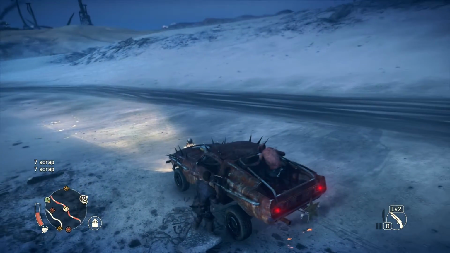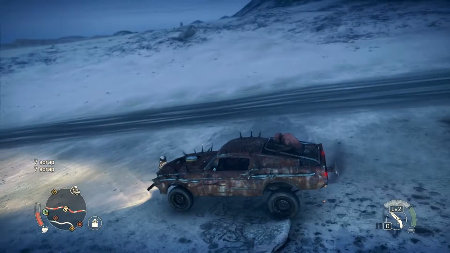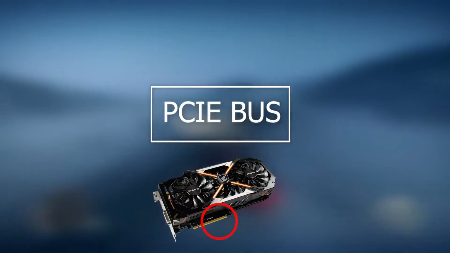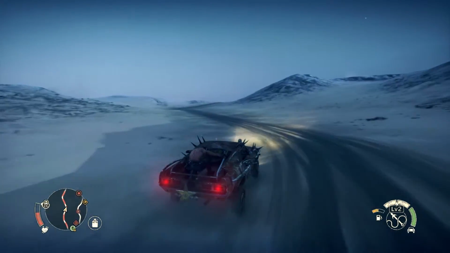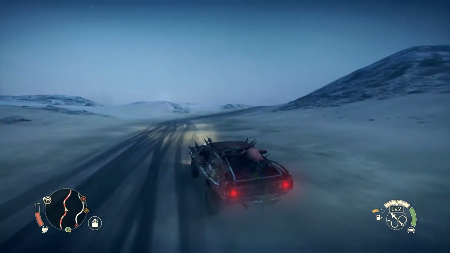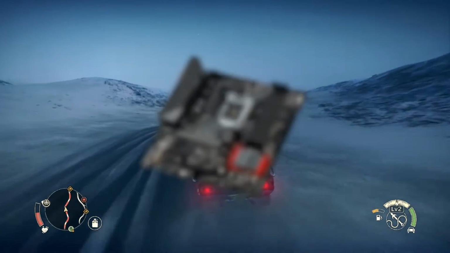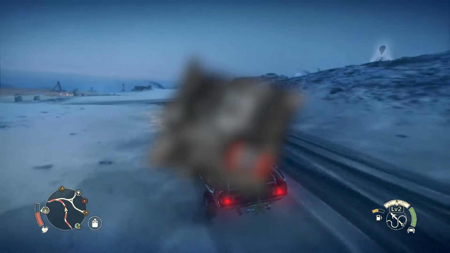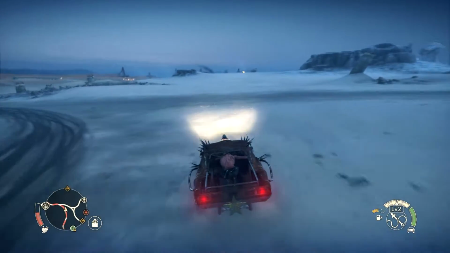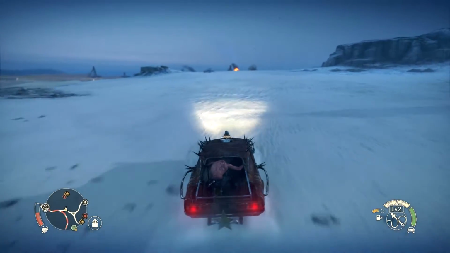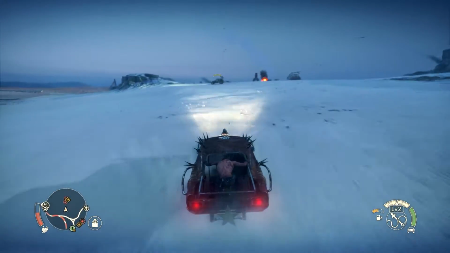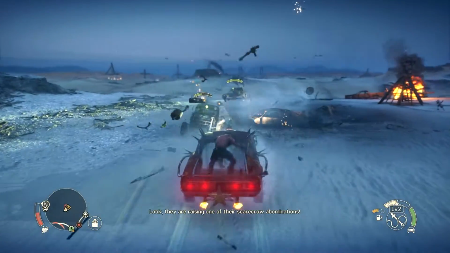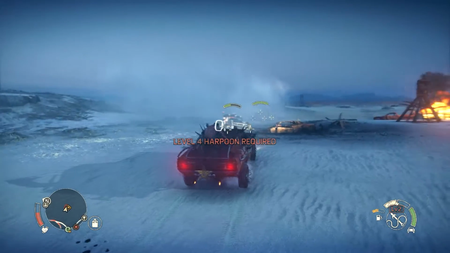Now onto our final component, which is the PCIe bus. To put it simply, the PCIe bus is essentially the connector that the GPU uses to connect to the motherboard. There are multiple generations of PCIe, PCIe 1, 2, 3 and 4. 3 is the most commonly used in modern motherboards. However, some newer high-end motherboards have started including PCIe 4, which is the fastest one.